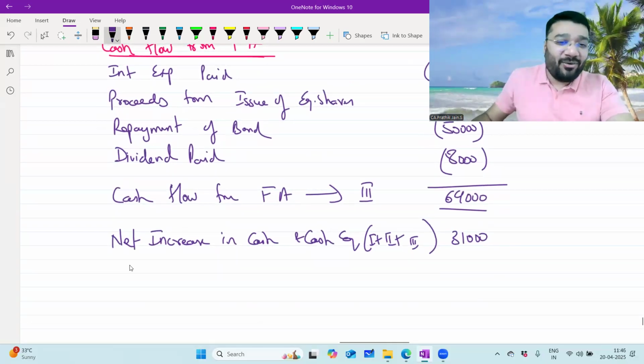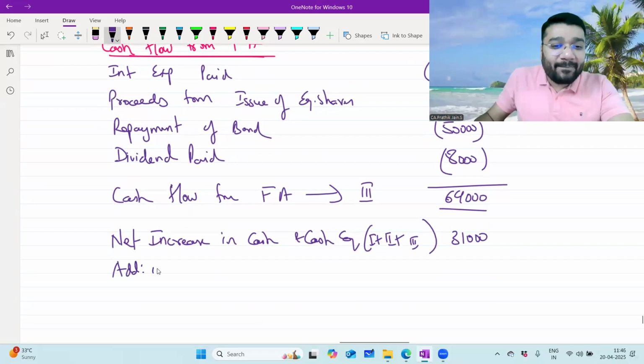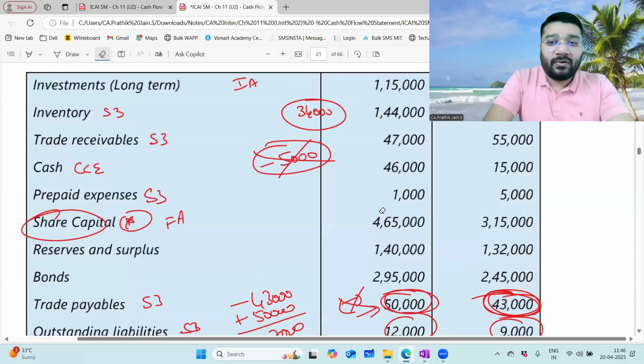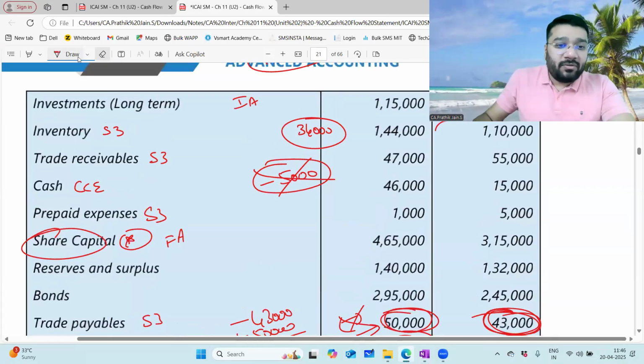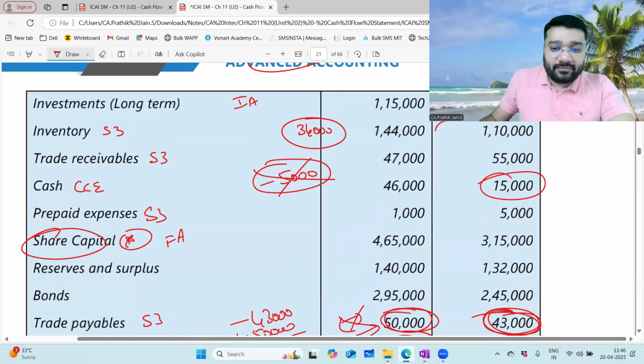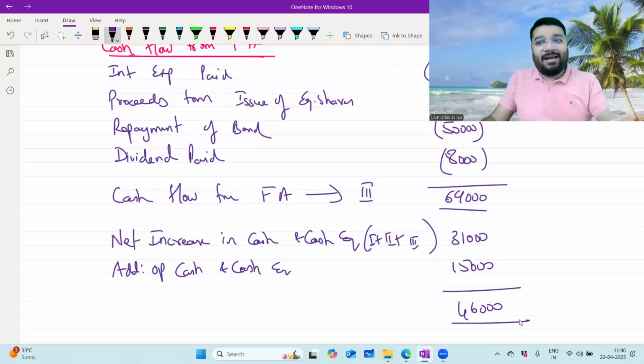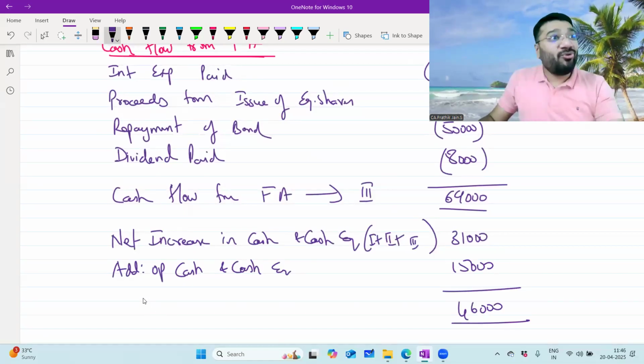Now, add the opening balance of cash and cash equivalents. How much? 15,000. So if I add 15,000, the total is how much? 46,000. 10 marks confirmed. So much for 10 marks.